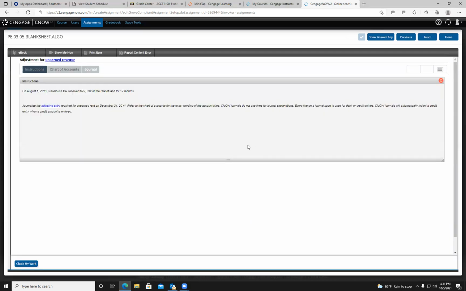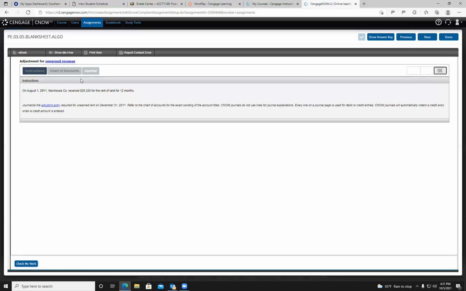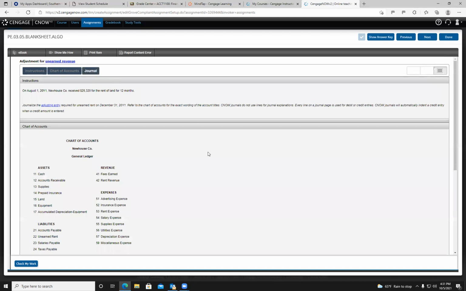Now we're going into the deferrals. We just did 2 examples of accruals, and now let's go into the deferrals. So we're going to do an adjusting entry for unearned revenue. Let's go ahead and open up all of our tabs and take a look at what we've got.